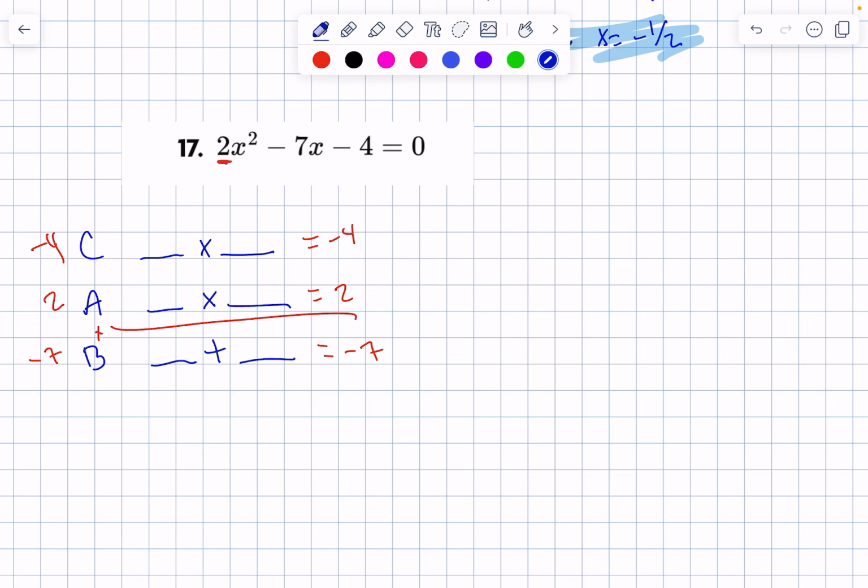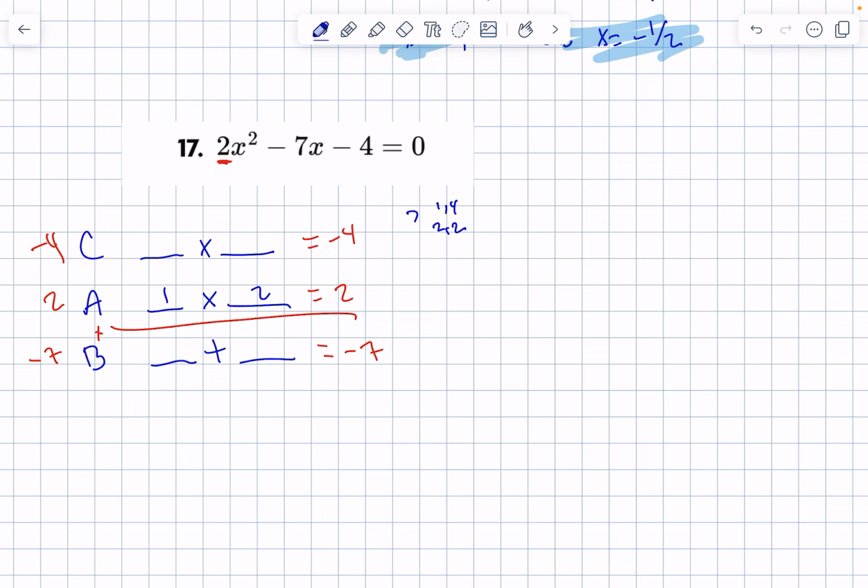Okay, so let's think about some numbers. The first one that comes to my mind is 2. So 2 has to be a 1 and a 2, right? That is kind of standard. Now think about -4 to be exact. You can either have a 1 and a 4 or a 2 and a 2. Those are the only numbers that will work out. And one of them has to be negative.